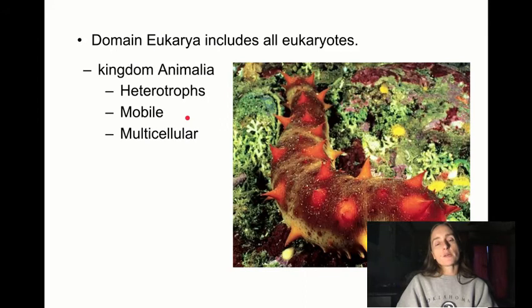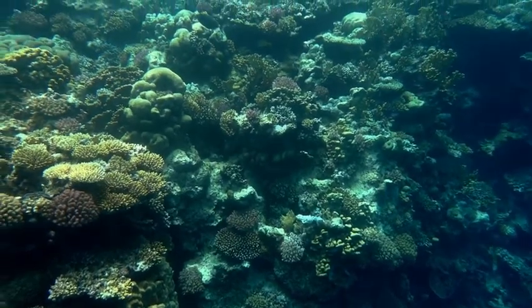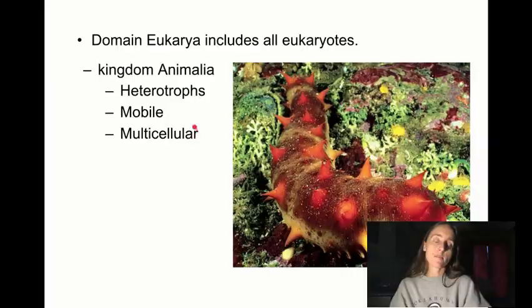All right, so kingdom Animalia is the final one. They're heterotrophs. We cannot make our own food. We are mobile for sure, at least in some stage of our lives. Now, corals are stationary as adults. Sponges are stationary as an adult phase, but they have a free swimming larval stage. Multicellular, yeah, there aren't any single cellular animals.